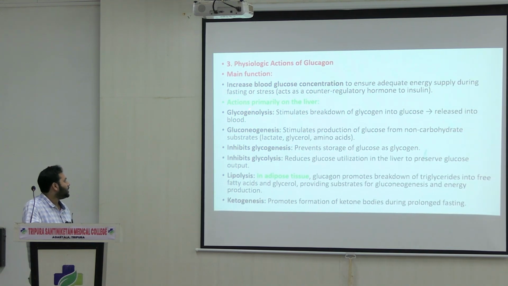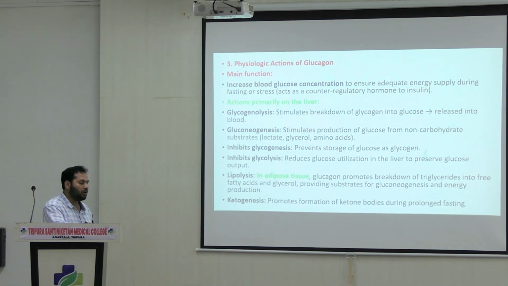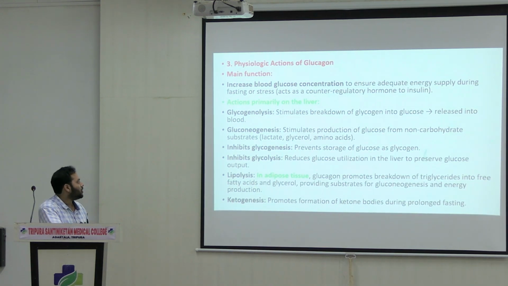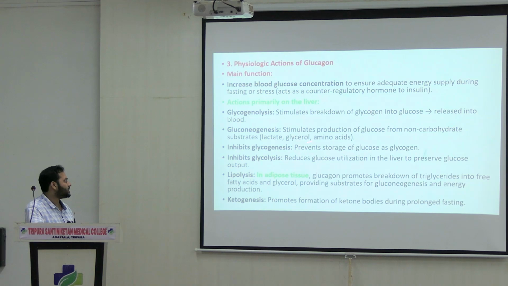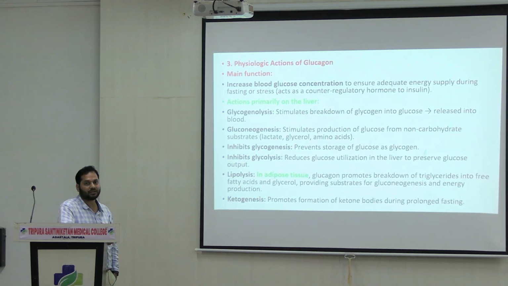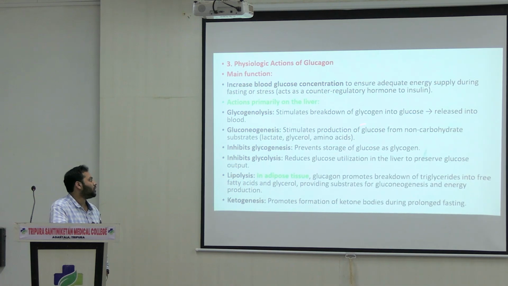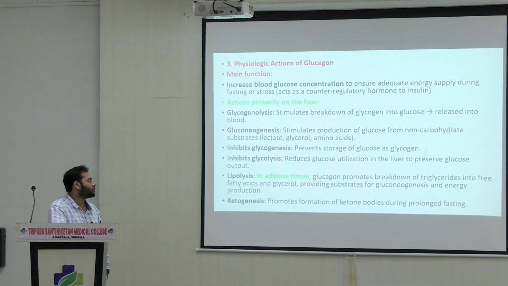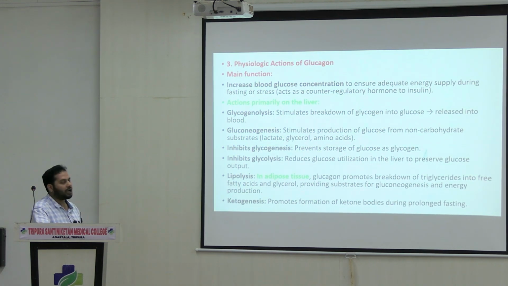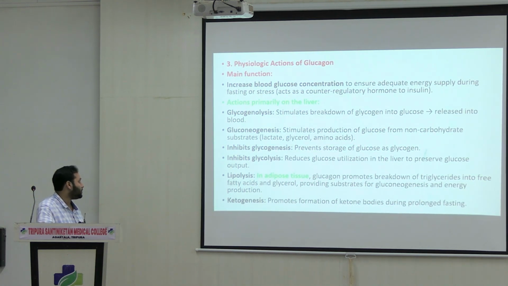At the same time, it is equally important for gluconeogenesis. How? Because it stimulates the production of glucose from some non-carbohydrate substances, right? So what are these non-carbohydrate substances? Like lactate, glycerol and amino acids. Those are the non-carbohydrate substances from which glucose production takes place, and this glucose synthesis from non-carbohydrate substances is also influenced by the available glucagon hormone.